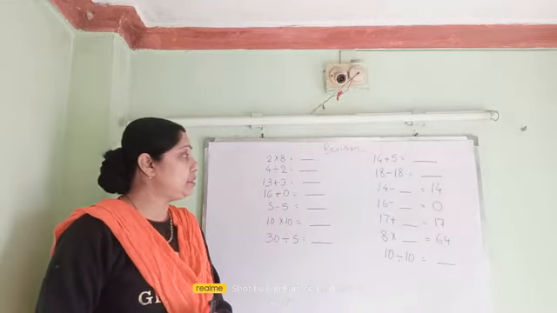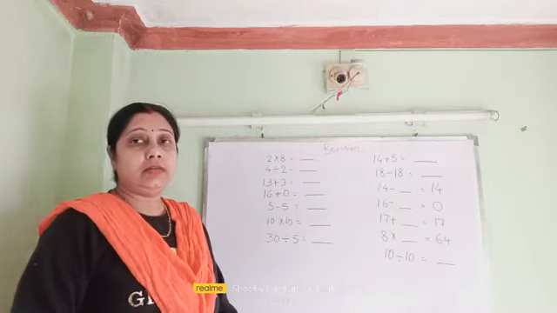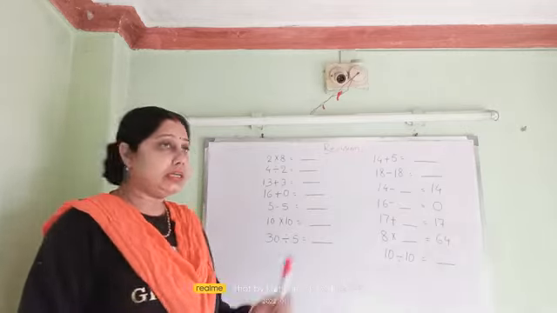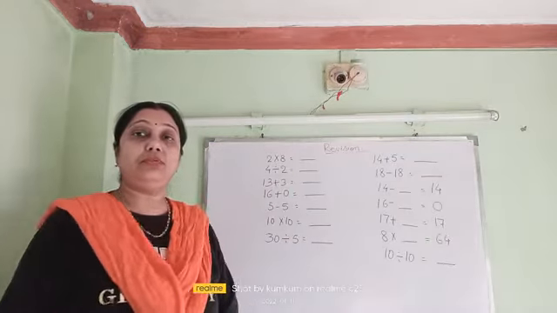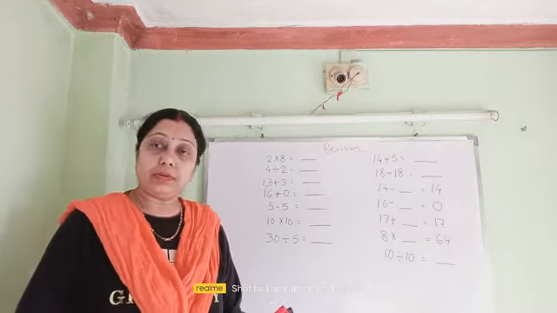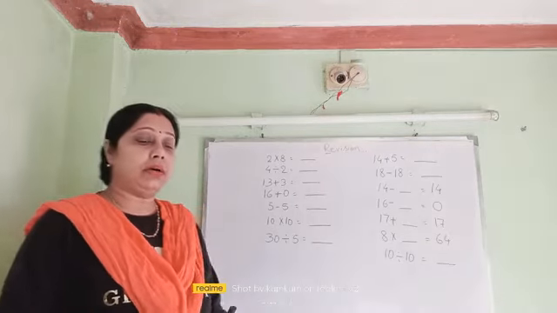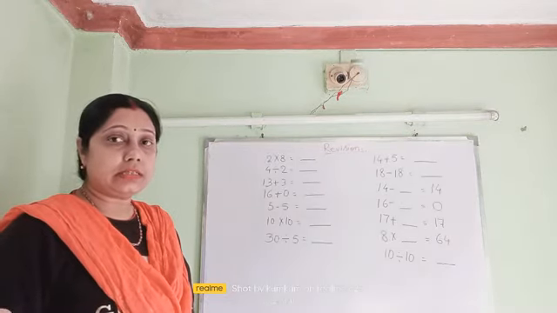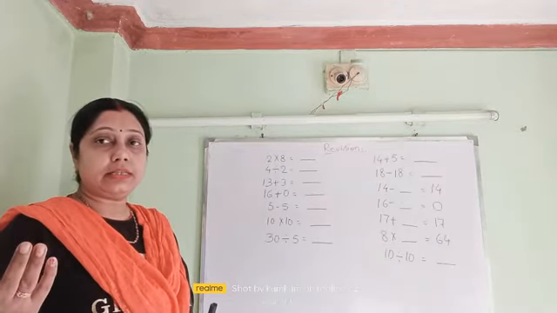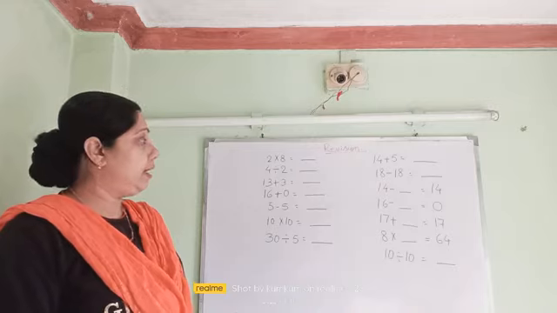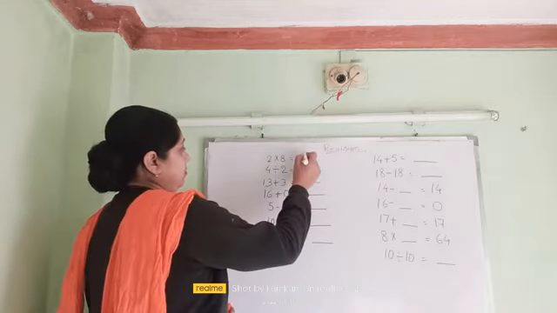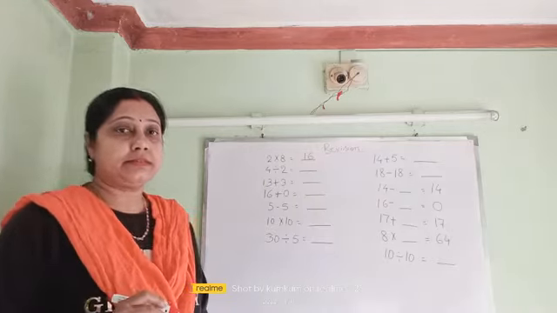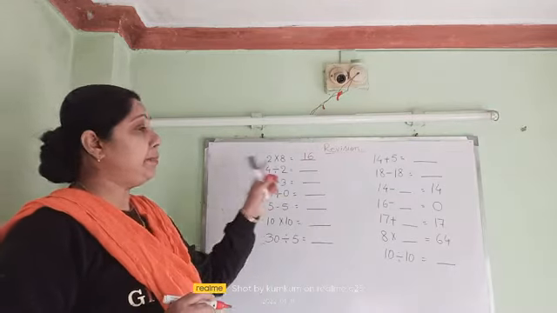The first question is 2 multiplied by 8. Now the first sign is multiplication, so we have to read the table of 2, or 8, whichever is easier for you. I have told you also previously, so multiply any one. So we think 8 will come first. 8 ones are 8, 8 twos are 16. So 8 twos are 16.